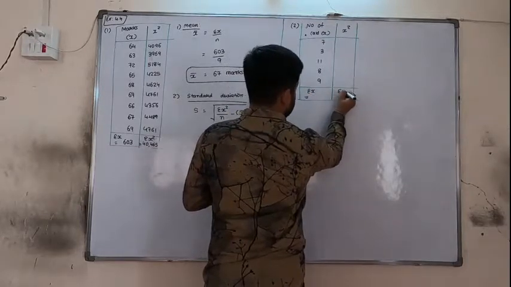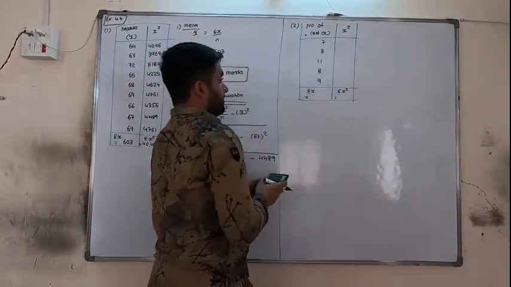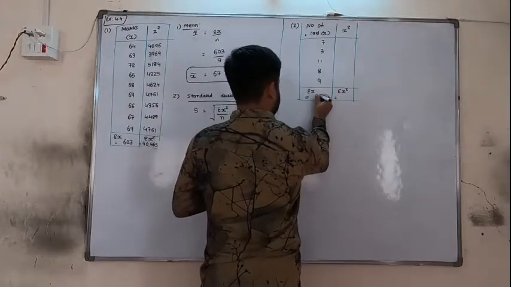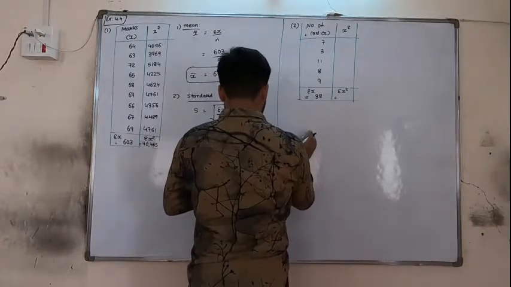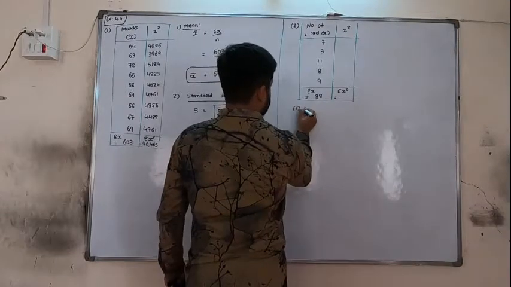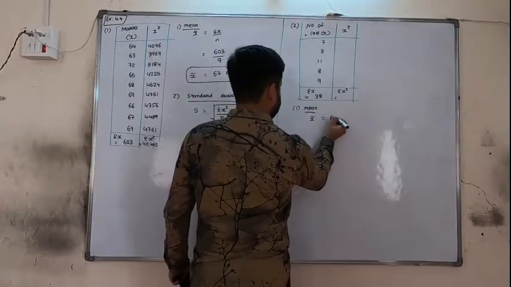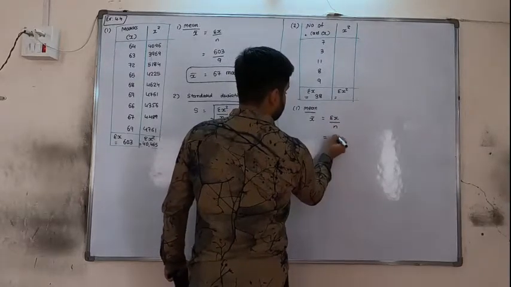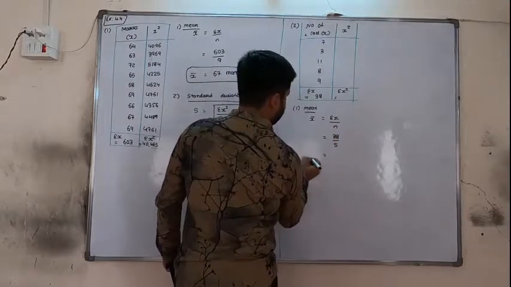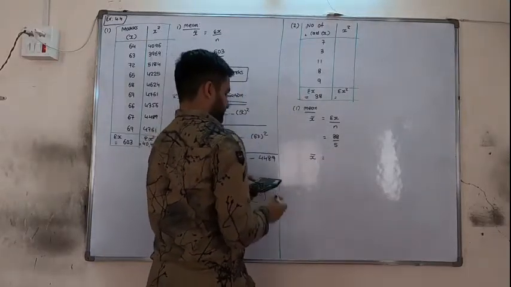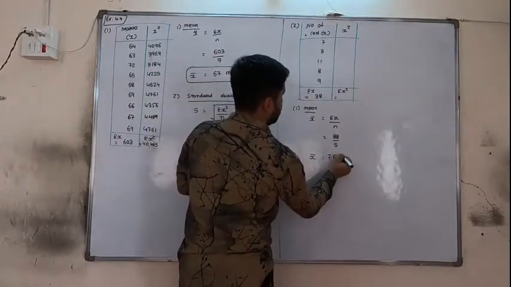Sigma x: 7, 3, 11, 8, 9 is 38. Okay. First we will find the mean. Mean x bar is sigma x by n, 38 divided by 5. X bar will be 7.6 cars.